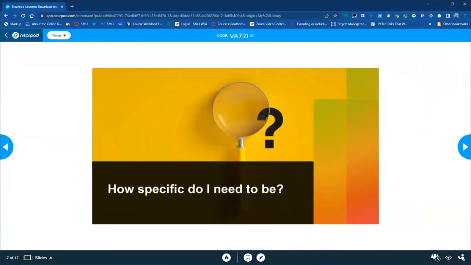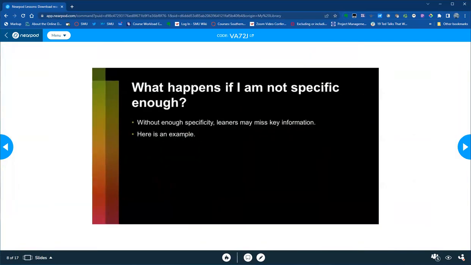But this question really is at the heart of what I'm talking about today, this idea that how specific do I actually need to be on these alt tags and these alternate descriptions? And how much detail should I provide? And the question, as always, is, well, I mean, it depends. And if we're not specific enough, the learners may miss very key information.